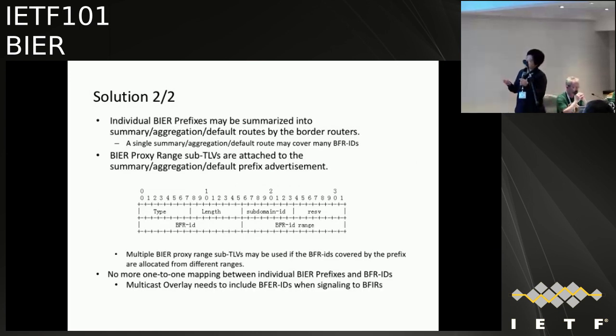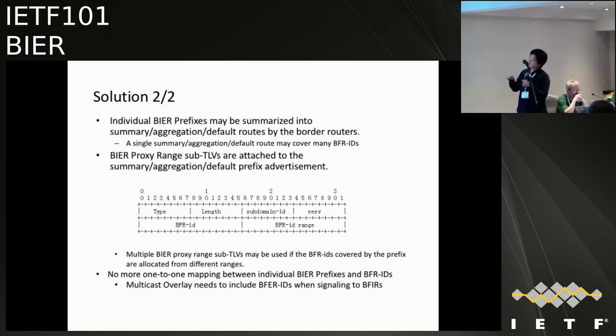Let's see the another part of the solution. Because we know that border router always use summary or default route to advertise the routes to another region. So if the summary or aggregation, you can call it aggregation, and all default routes are used to send to another region. Now, a single summary route, we will not mention too much.